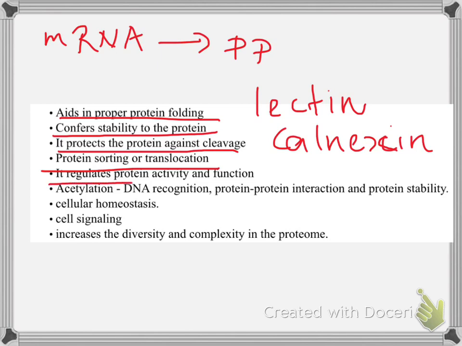The next one is, it regulates protein activity and function. Phosphorylation of a protein is a reversible post-translational modification which activates the protein. Next one is acetylation, which regulates many diverse functions including DNA recognition, protein-protein interaction and protein stability.